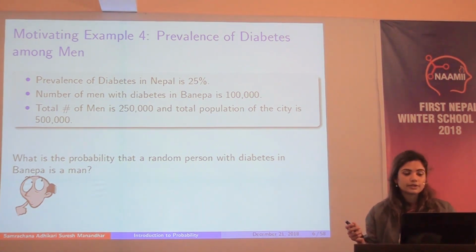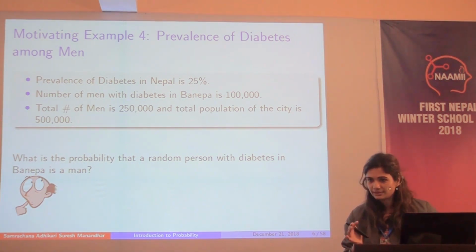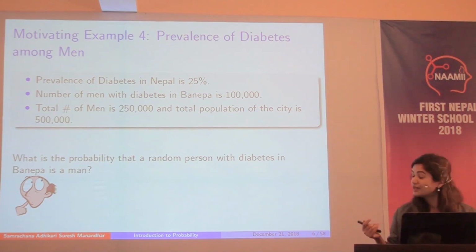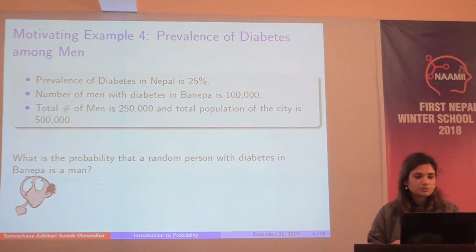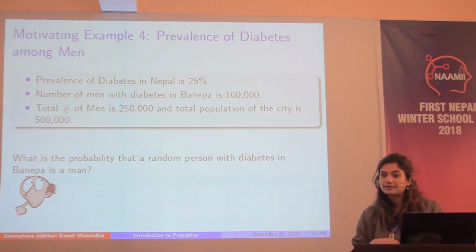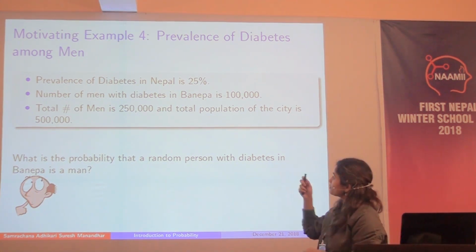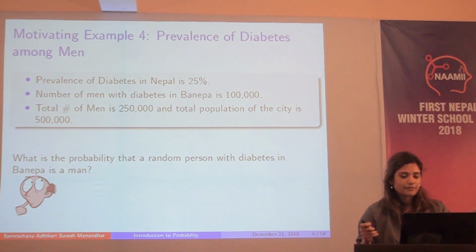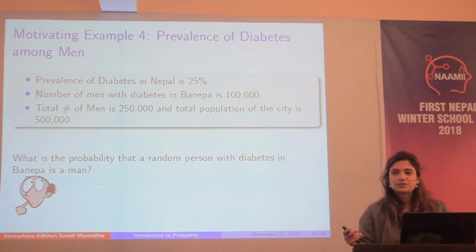So if we know that in Nepal, 25% of men have diabetes. These are numbers I made up, it's not really real, but it can be useful. And if I was interested in studying this population in Banepa, so there are 100,000 men in that city. And I know the total population of the city. So if I meet a random person with diabetes, what is the probability that person is a man?